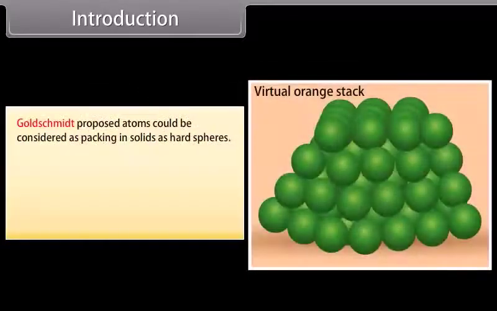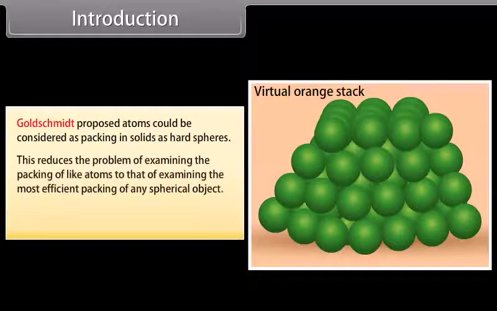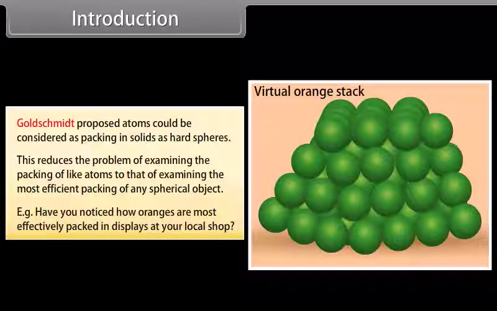Goldschmidt proposed atoms could be considered as packing in solids as hard spheres. This reduces the problem of examining the packing of like atoms to that of examining the most efficient packing of any spherical object. Example: have you noticed how oranges are most effectively packed in displays at your local shop?